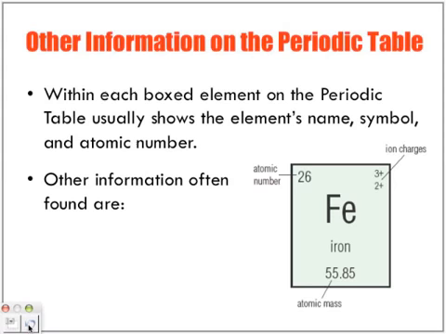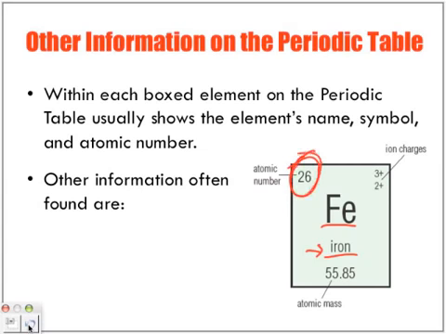Other information that can be found on the periodic table. Within each boxed element on the periodic table, it usually shows the element's name, the symbol, and the atomic number. So, name, symbol, atomic number. Those 3 things should always be there. Sometimes you might not see the name. Sometimes you might see an even simpler version. But the atomic number should always be there.